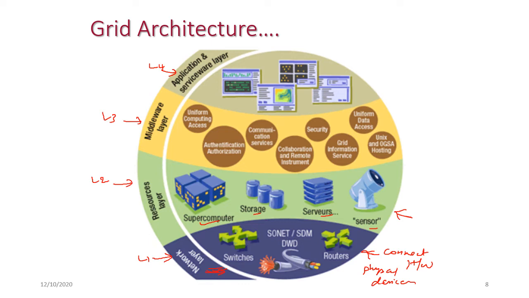And the next important layer is the middleware layer. This is otherwise called the brain of this grid. Here we have uniform computing access, authentication, authorization, communication services, collaboration and remote instruments, security, grid information services, uniform data access, Unix and OGSA hosting. All those things come under this middleware layer, and this is otherwise called the brain of grid.